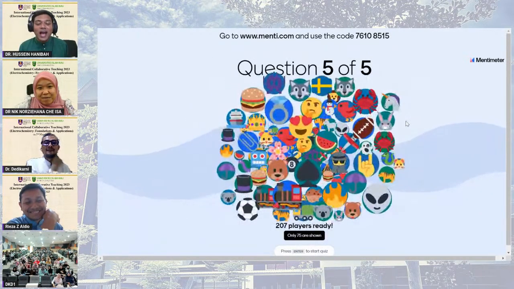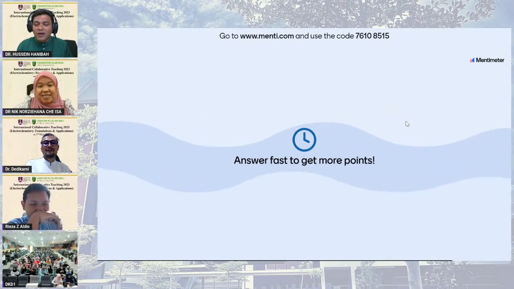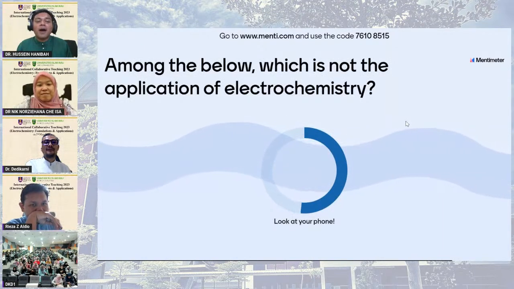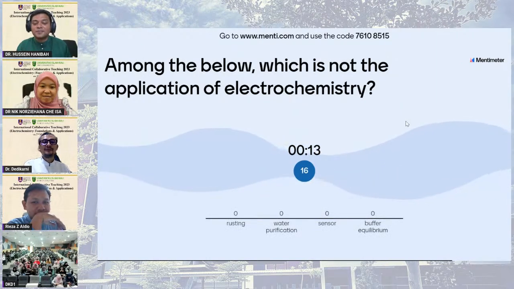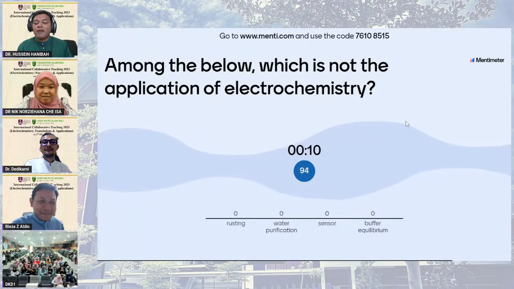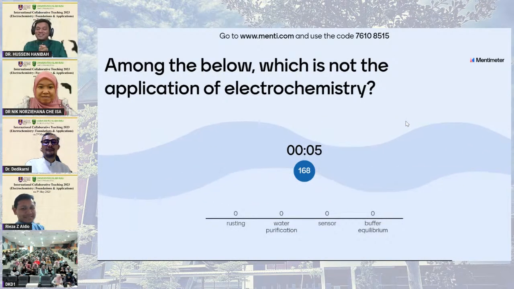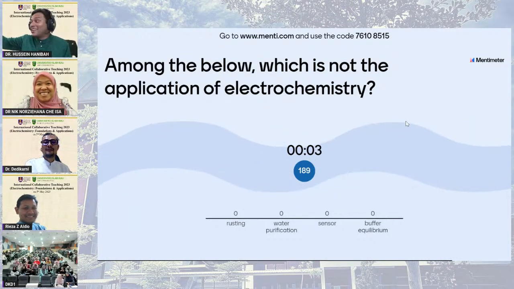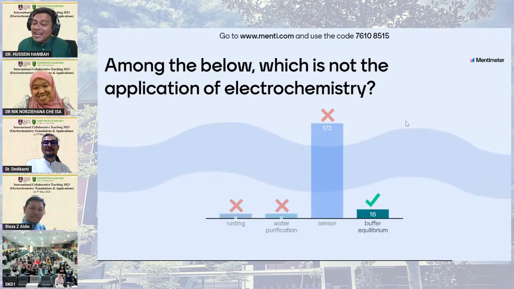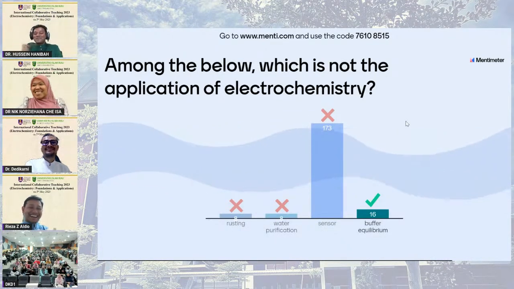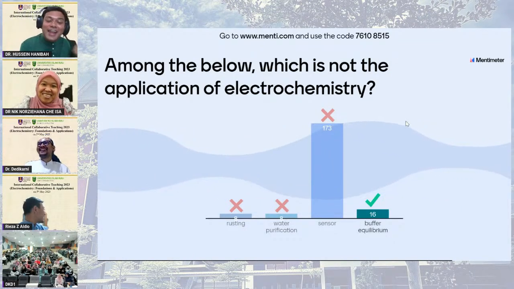Then we have the last question. Are you ready, audience? The question is coming out. Among the below, which is not an application of electrochemistry? Rust, water purification, sensor, and buffer equilibrium. You have less than 5 seconds. Our lecturers are also excited trying the answers over here. And that's it. Sensor is wrong. It's actually buffer equilibrium, which is not an application of electrochemistry.